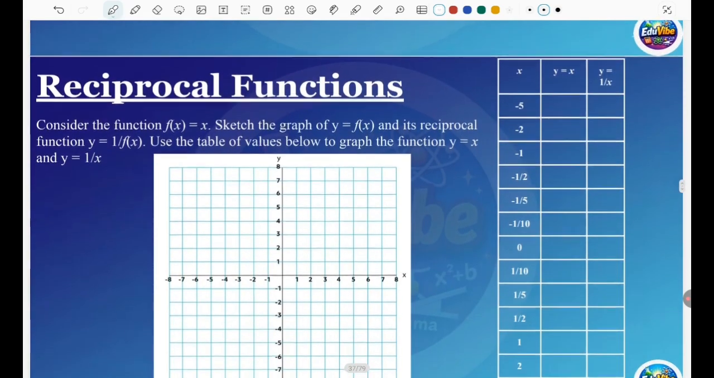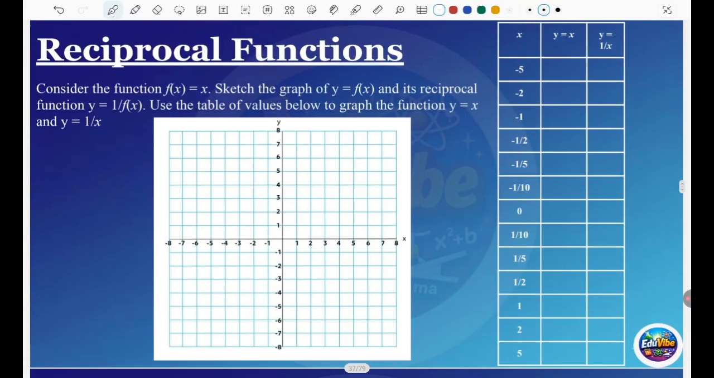So let's start with an example question on how the graph can be made. Consider the function f of x is x. Sketch the graph of y is equal to f(x) and its reciprocal function, which is 1 upon f(x). The table of values shows y is equal to x and y is equal to 1 upon x. So y is equal to x is your simple, original function, and this is your reciprocal function, which is 1 upon x.